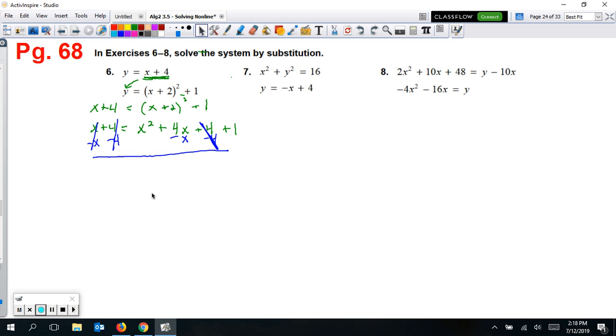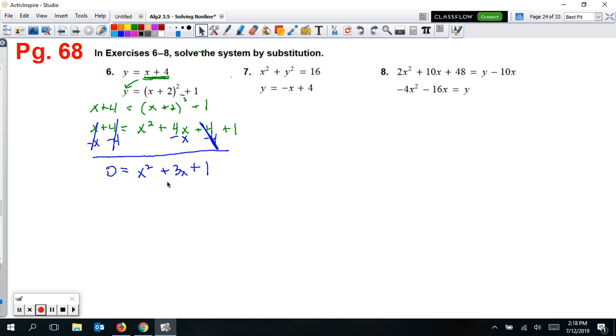Over here I'll have an x squared. 4 minus 1 is 3x. And then these 4's cancel here, so that just leaves plus 1 still. So our equation now is going to be x squared plus 3x plus 1. That's the quadratic equation we need to solve. It is not factorable. That's not going to work out because there's not two numbers that multiply to give you 1 that add to 3. So that doesn't work for factoring.